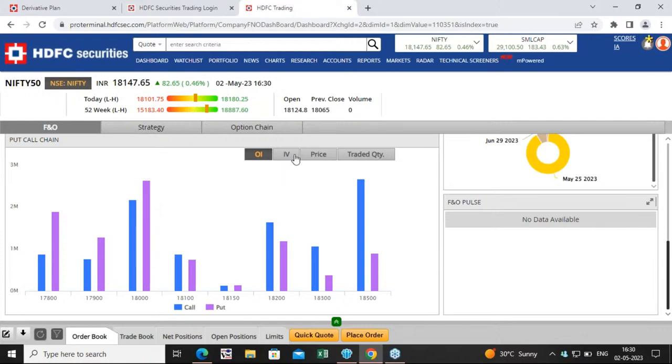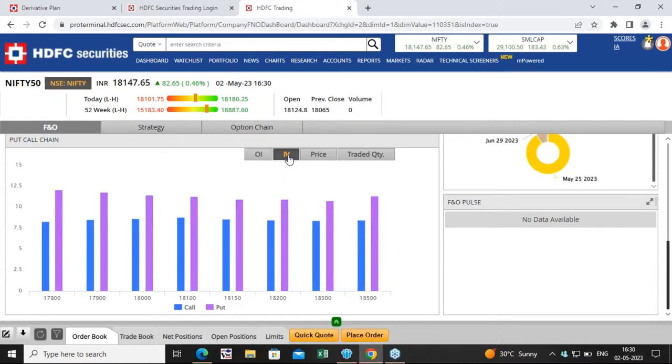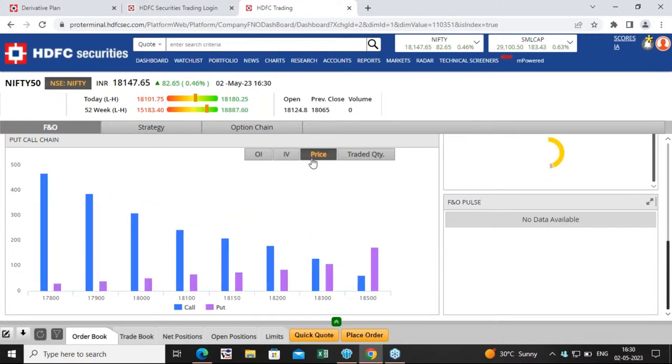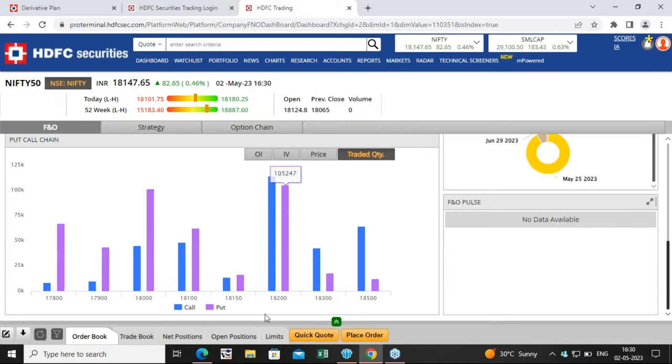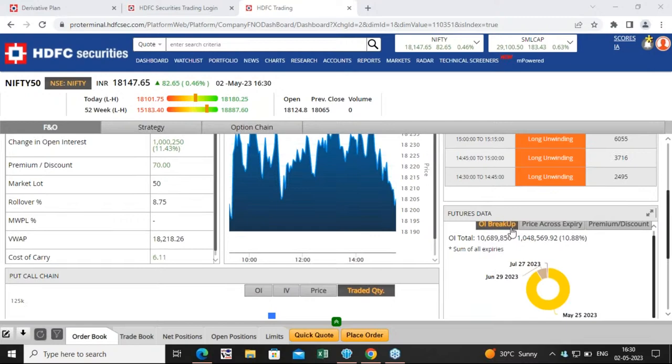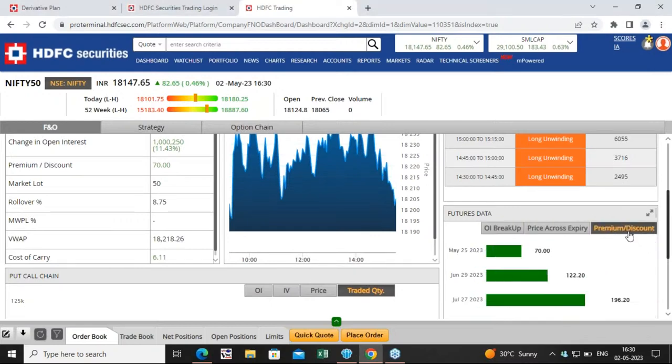ठीक है, सेकंड, इफ यू वांट टू सी द आईवी, आईवी दैट मींस इंप्लाइड वोलेटिलिटी, तो आपको इंप्लाइड वोलेटिलिटी देखने मिलेगा अलोंग विद प्राइस एंड ट्रेडेड कॉन्ट्रैक्ट क्वांटिटी, लाइक एट व्हिच strike price has been the most traded quantity, वो भी आपको मिल जाएगा यहाँ पे. Right? Again, we can watch future data like OI breakup, price across expiry and premium discount. So यहाँ पे this is only available to those who do trading in futures. Okay, next we will move to strategy.